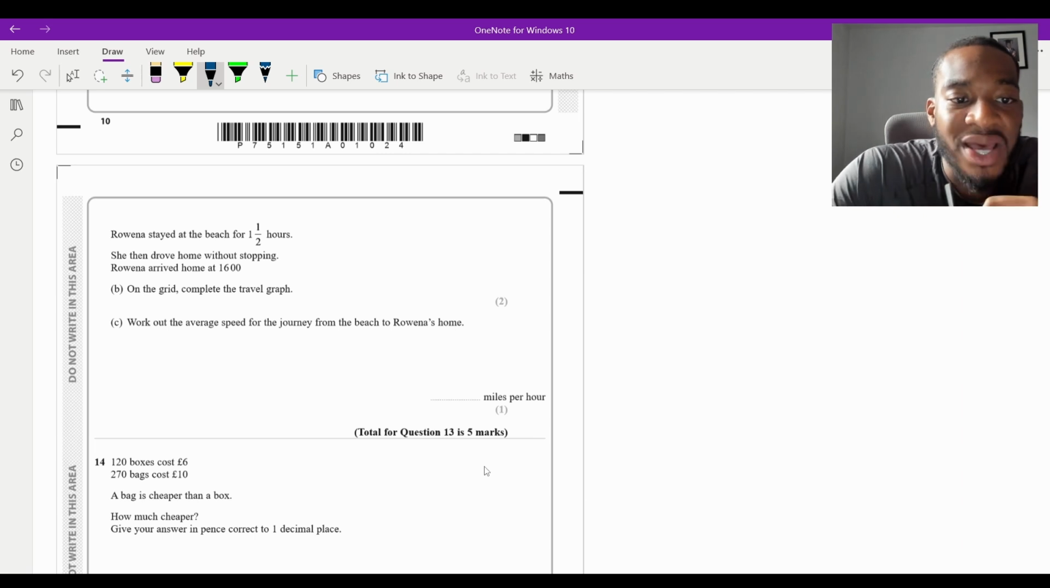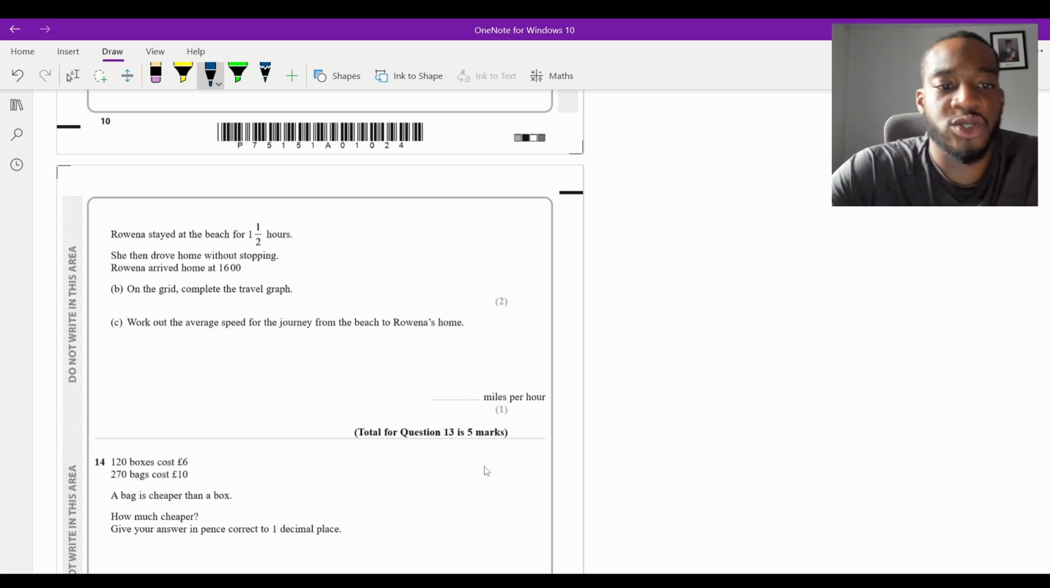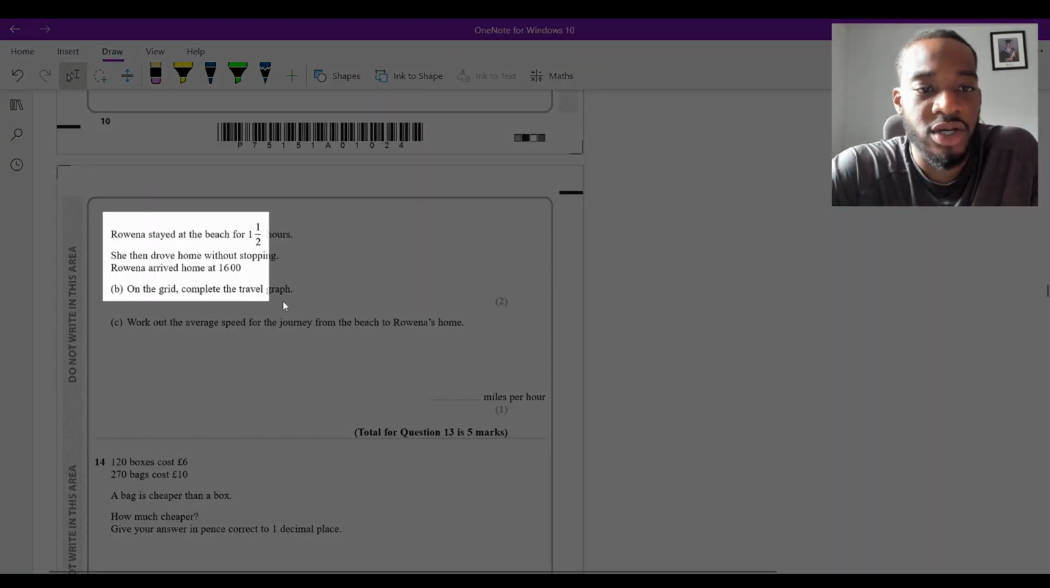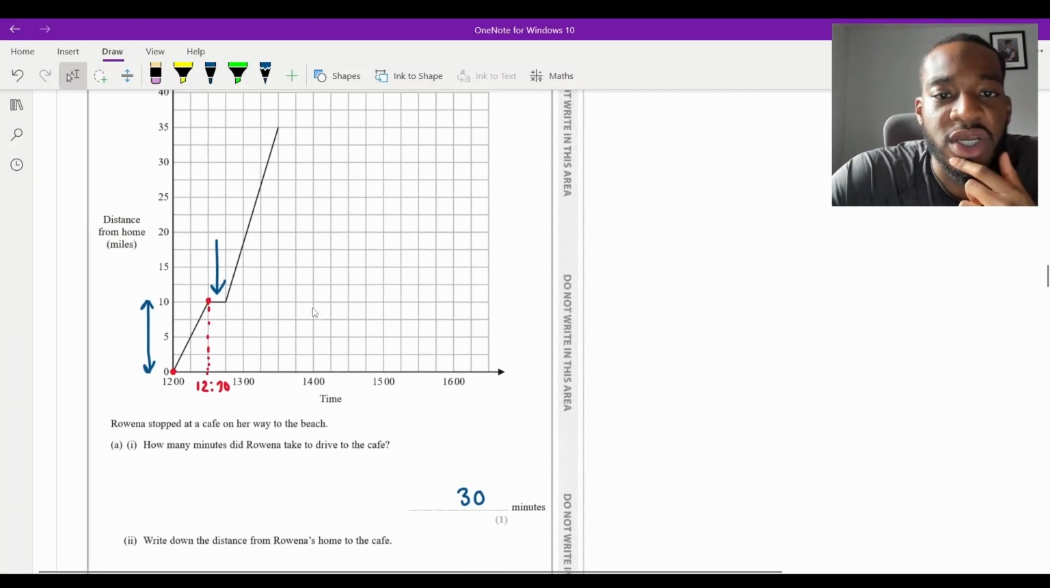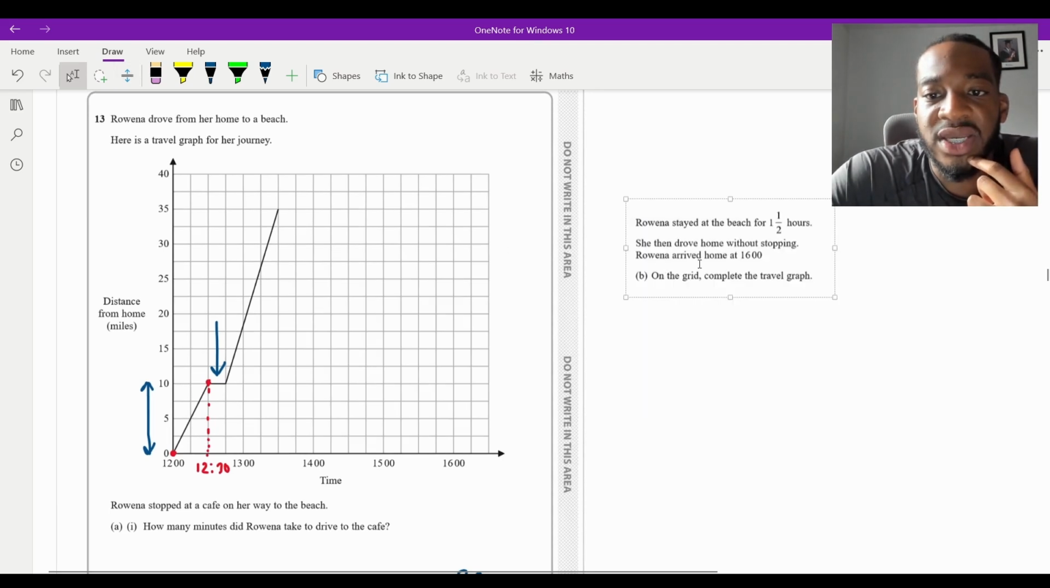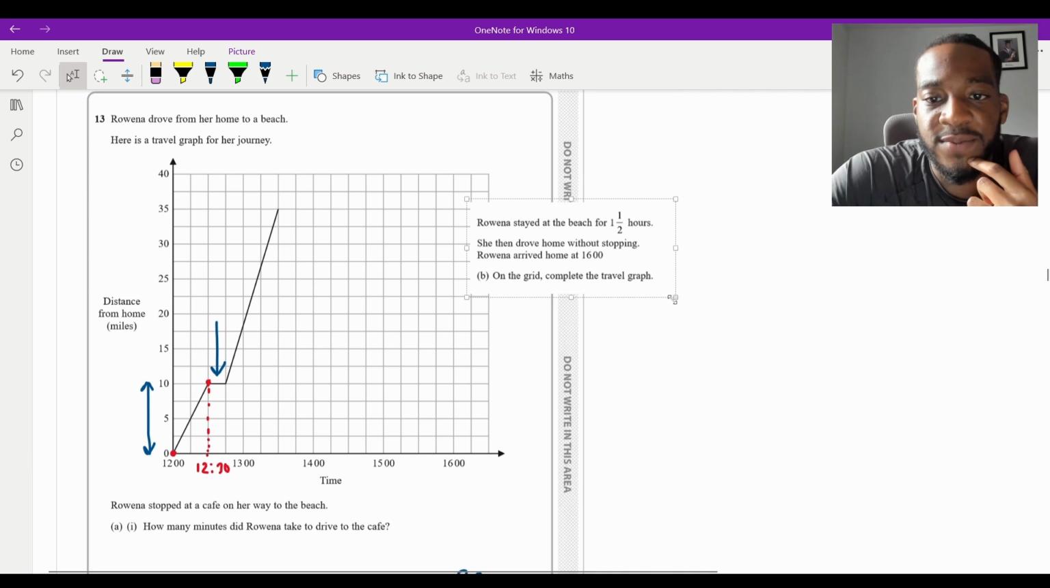Rowena arrived home at 4 o'clock. On the grid, complete the travel graph. So what I'm going to do, I'll just screenshot this part of the question here so I don't need to keep going up and down. And I'll just put it here just so we can see it. Okay, so I've got to put this here.